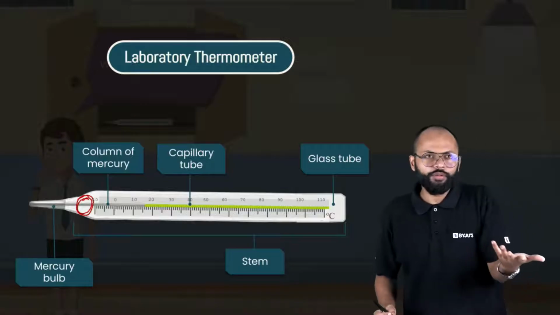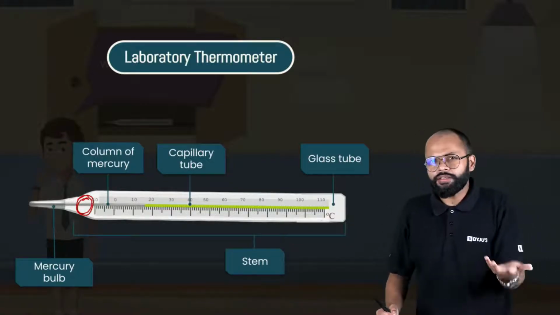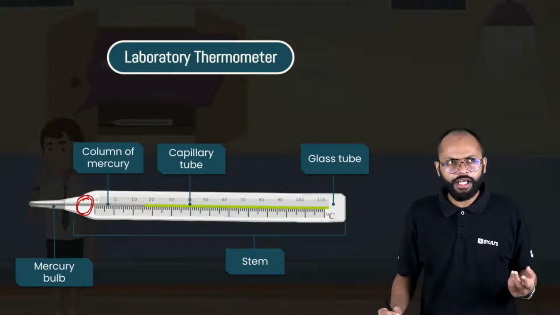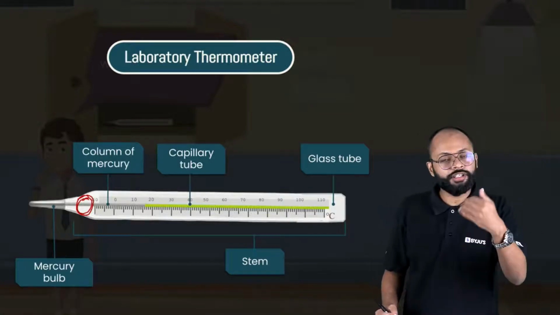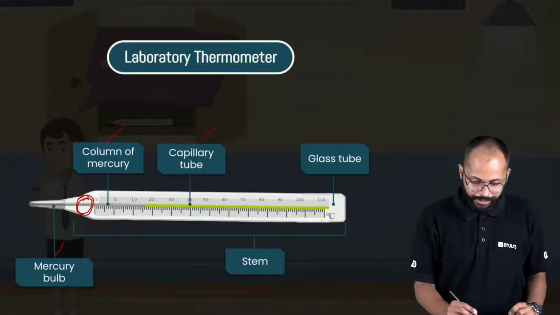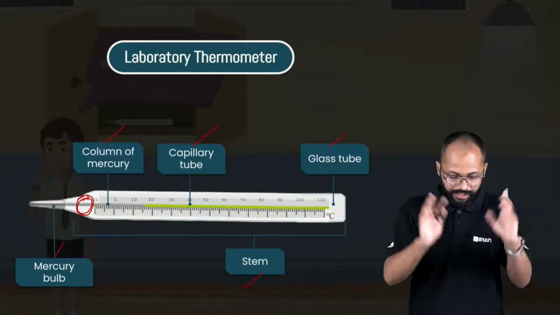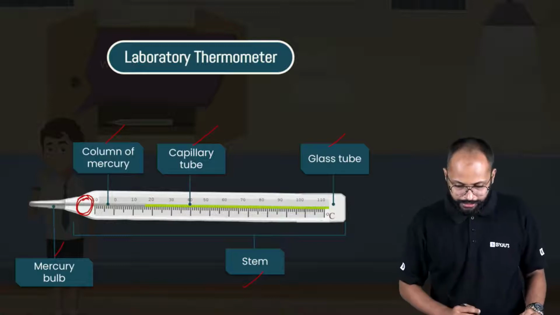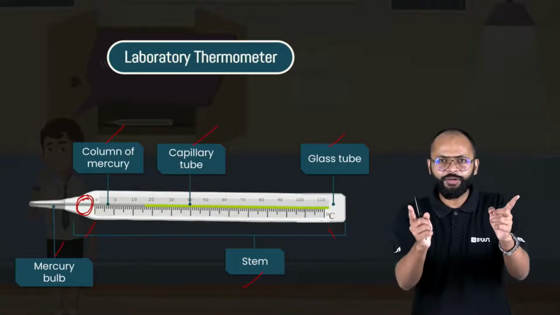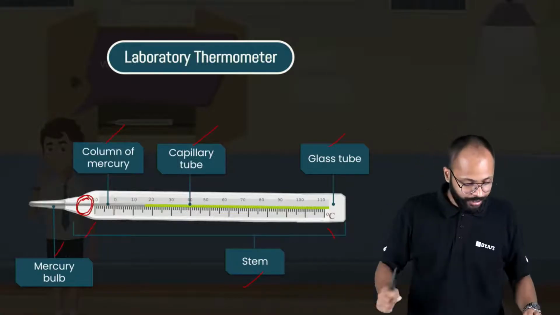Now, why do we have a kink? So that the mercury should not fall faster. But here, no kink means it will fall faster. Is it a disadvantage? I'll tell you, don't worry. Bulb, column, capillary tube, glass tube, stem, everything is the same. You will also notice the reading is different. That was 35 to 42, but here it is different.